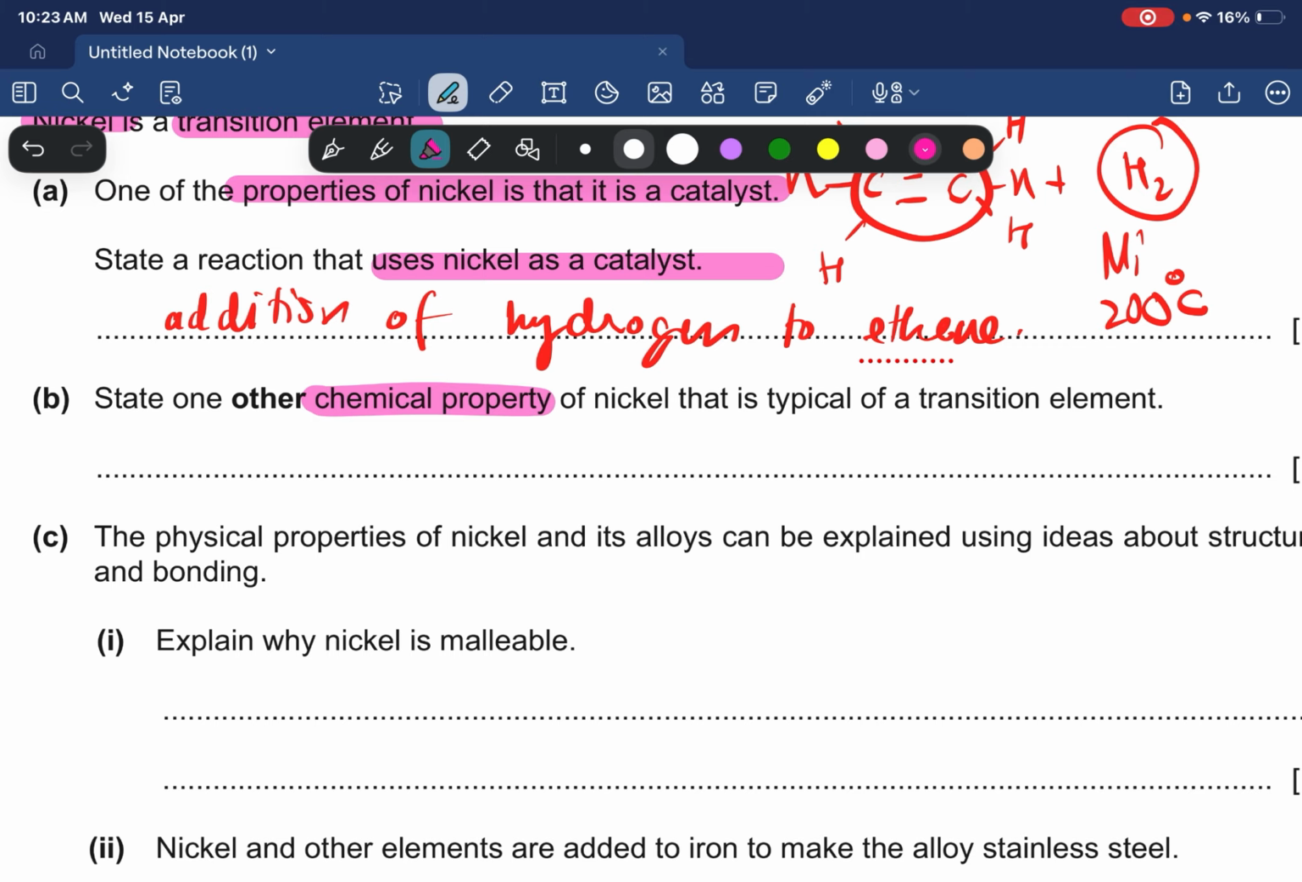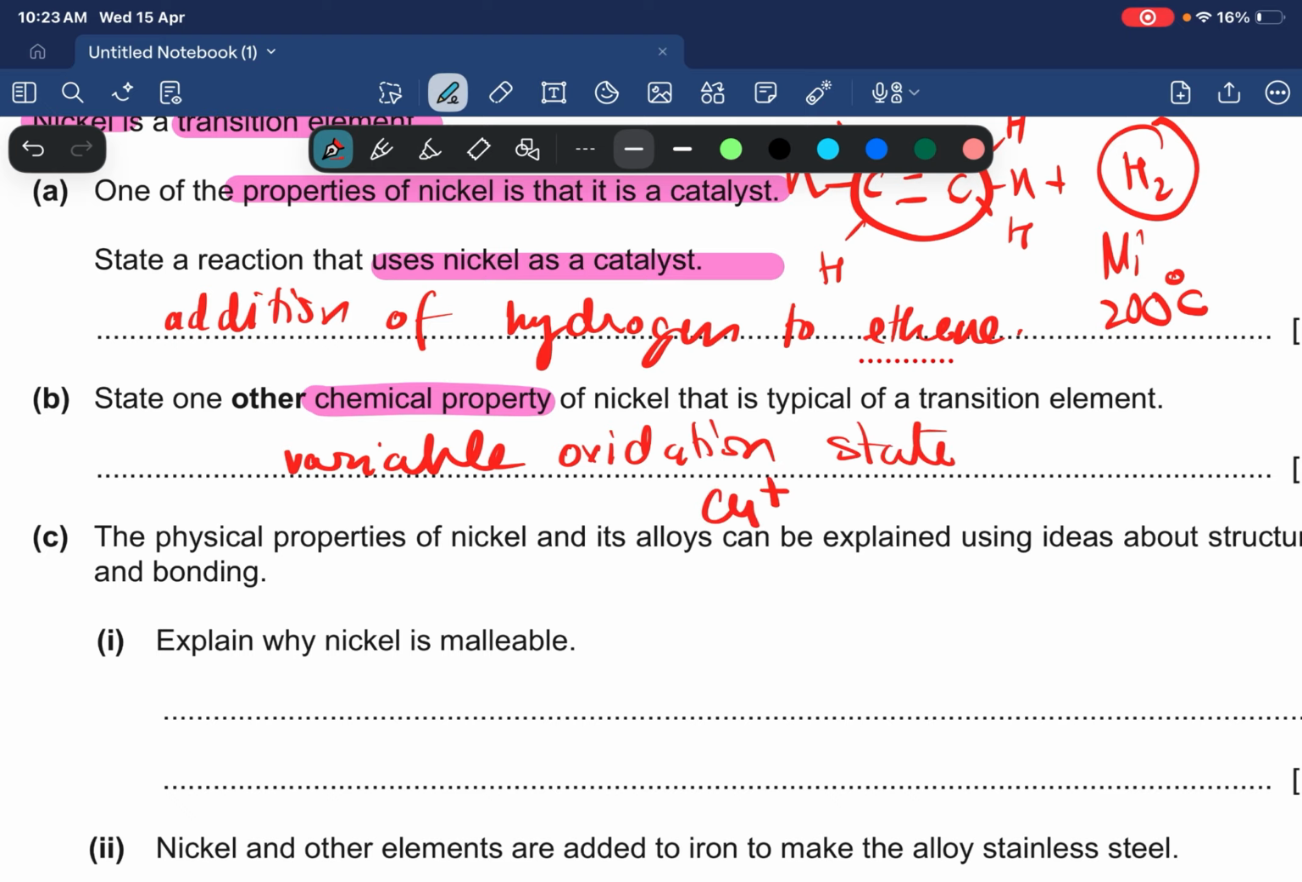Chemical property means it has to deal with the electrons, with the protons, that stuff. That's chemical properties. You cannot see the electrons. You cannot see the oxidation state on nickel or copper or whatever. So that's a chemical property. State the other chemical property of nickel that is typical of a transition element. So, different oxidation state or variable oxidation state. You know, transition elements have variable oxidation state.